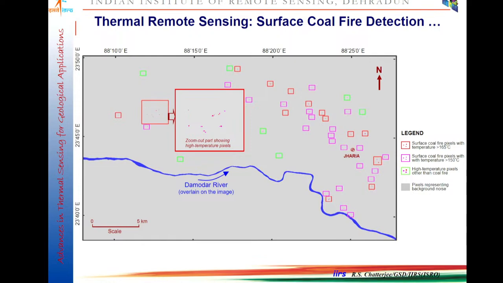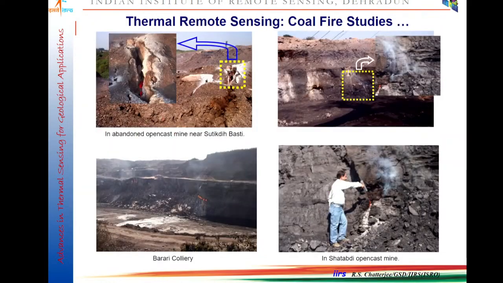So we need to do different approaches. You can do some kind of pixel integrated temperature modeling, or you can go for sub-pixel temperature detection. Okay, and you can go for high temperature pixel detection. Instead of thermal infrared band, you can go for shortwave infrared band. So these are the approaches. Here we have used shortwave infrared band and subpixel temperature detection algorithms to get the temperature of the pixel and to detect whether it is a surface fire pixel or not, and what is the temperature inside the pixel. Okay. See, these are some of the field photographs, and you see how this coal fire occurs.